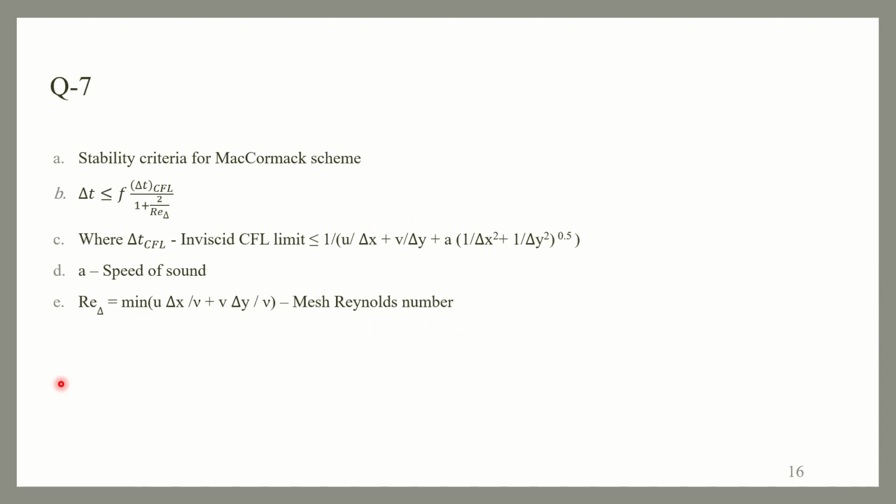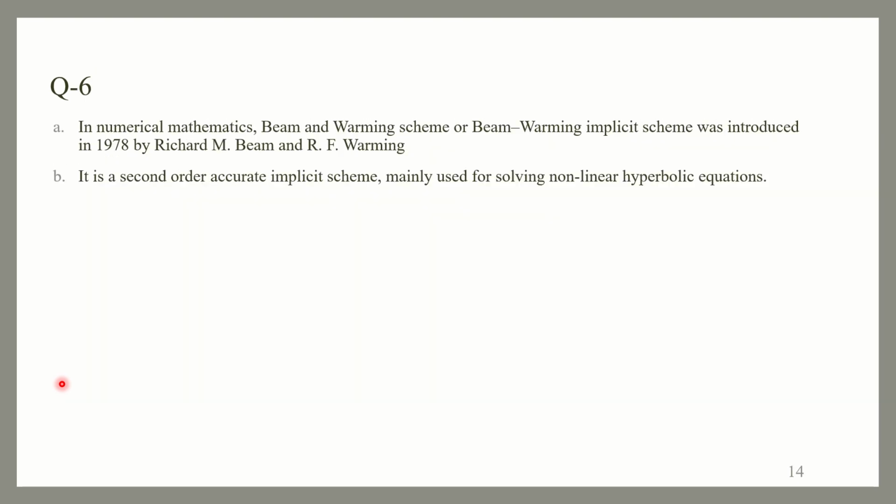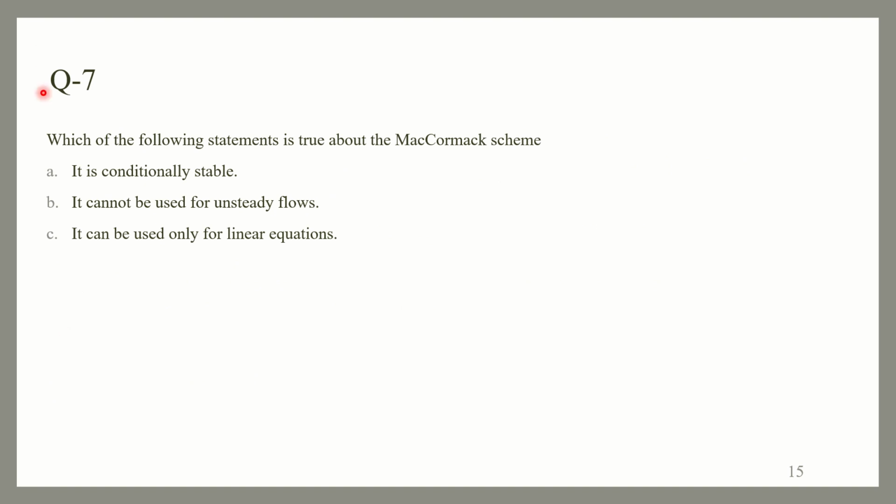So a stability criterion exists for the McCormack scheme, and therefore the McCormack scheme is a conditionally stable scheme. That is the only true statement. It is conditionally stable, whereas it can be used for unsteady flows, it can be used for nonlinear equations as well, and it is applicable for viscous fluid systems as well. The answer is option A.